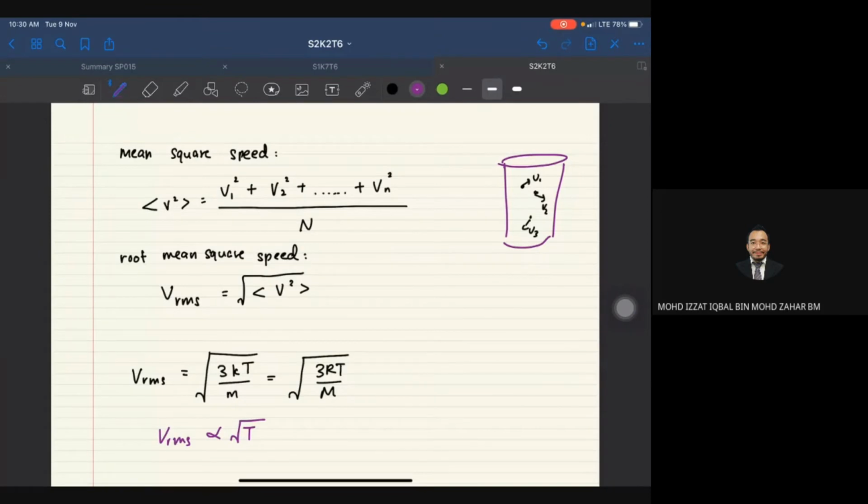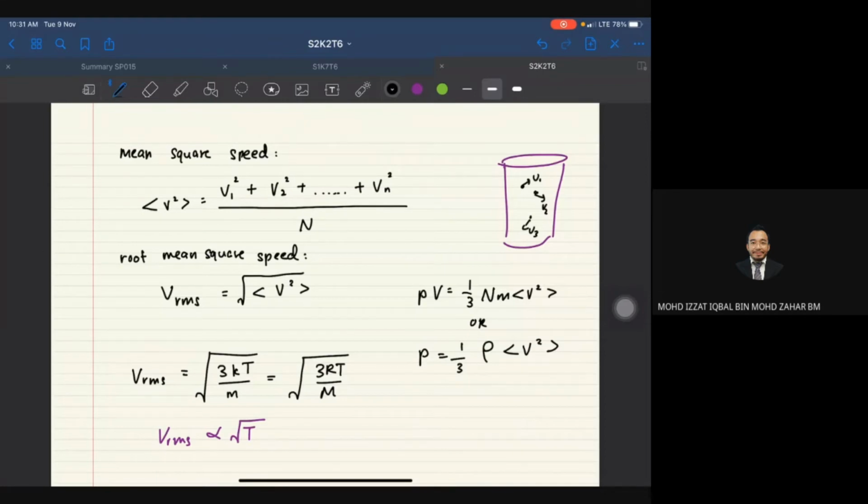That's it for the Vrms. And then obviously in this subtopic you also have the yang dia derive tadi equation tadi tu, which is mana saya maybe I can write over here, PV equals to 1/3 N m v square, okay, or P equals to 1/3 rho v square, okay. And because of this, actually you can write one more equation.